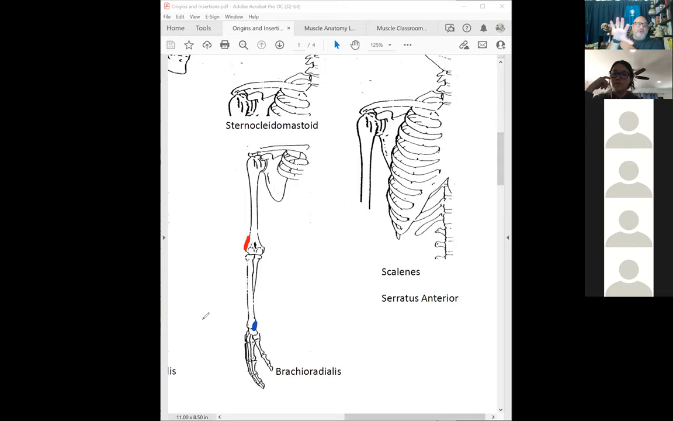I don't know. Well, yes. You have the list in front of you, so you should be able to figure it out. Yeah, it does. That doesn't seem to make sense until you think about what this muscle actually does, right?